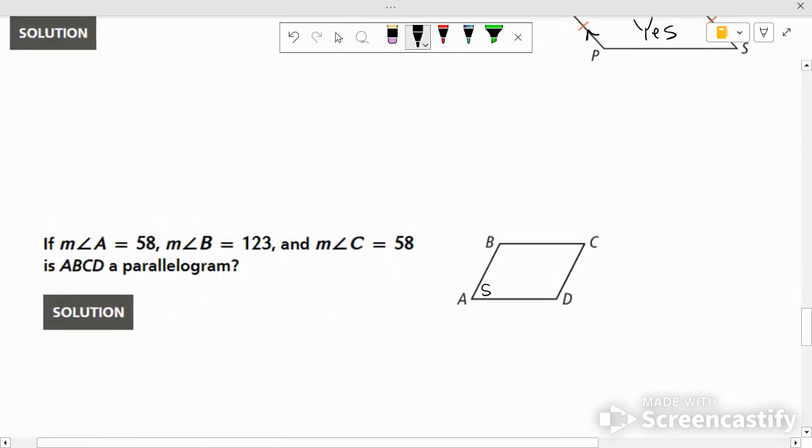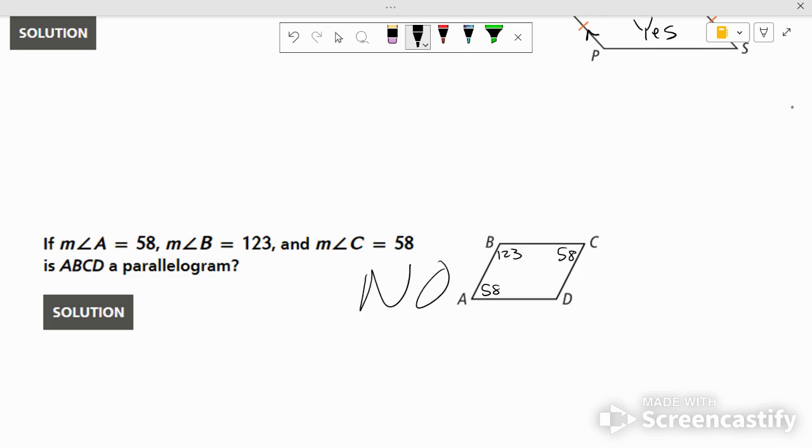A is 58, C is 58, B is 123. Does this make a parallelogram? Do the math, people. Is 123 plus 58 180? No. This one's a no. We have a pair of opposite angles congruent, but these are not supplementary. It does not work.